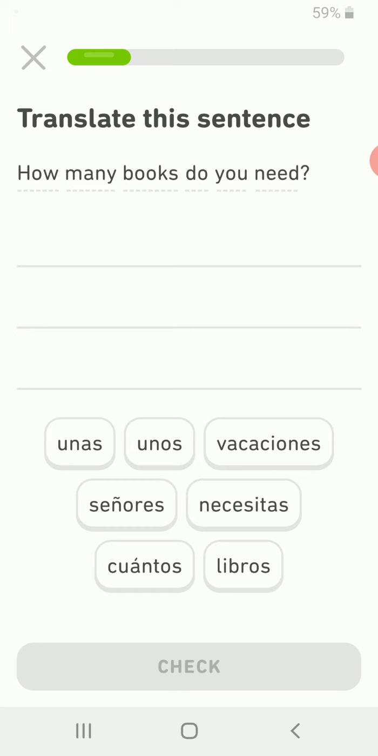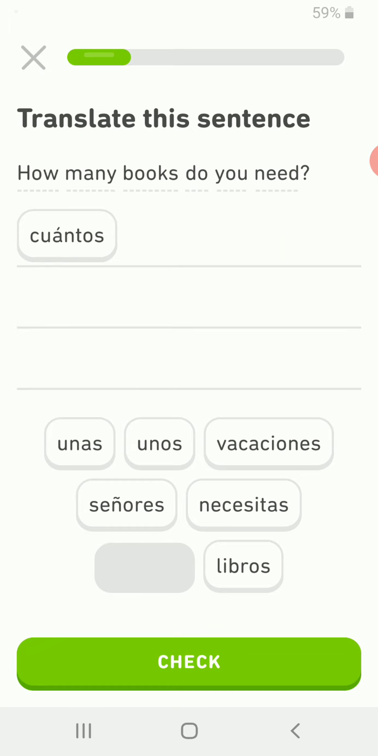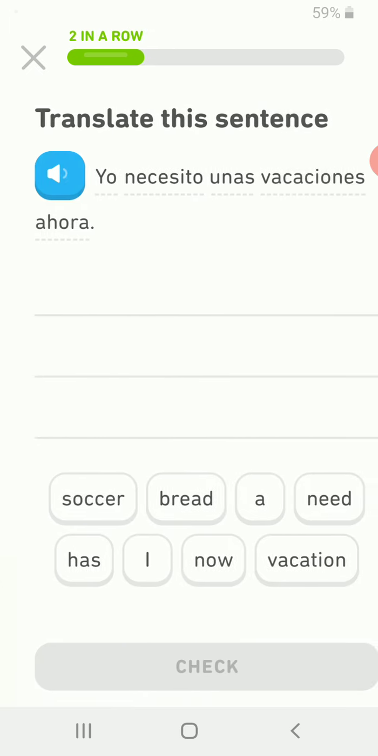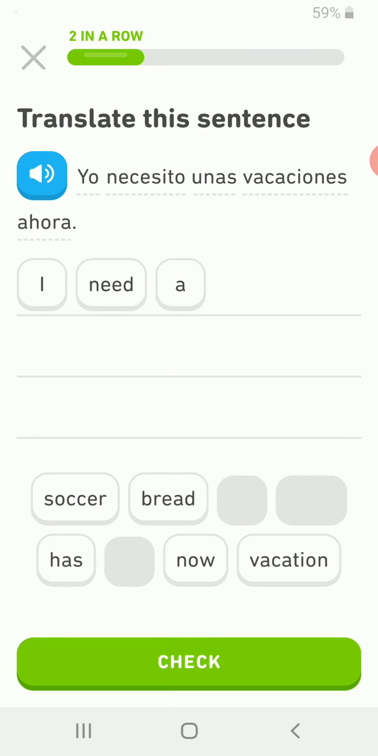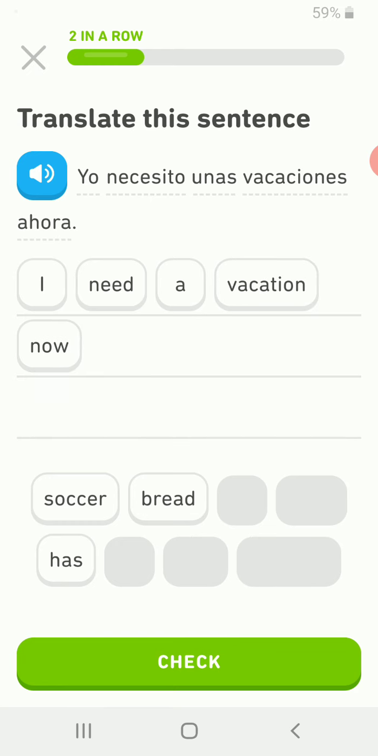How many books do you need? So, ¿cuántos libros necesitas? Yo necesito unas vacaciones ahora. Unas vacaciones, it's always in plural, it seems. Las vacaciones, holidays. We don't say holiday, but holidays. I need a vacation. Ahora is now.